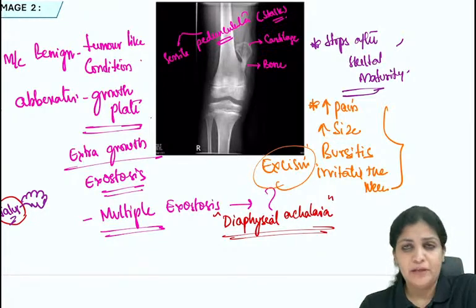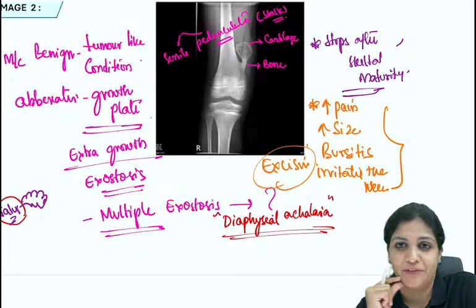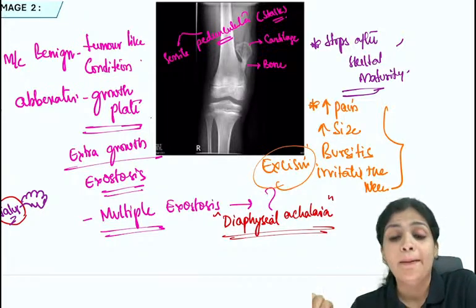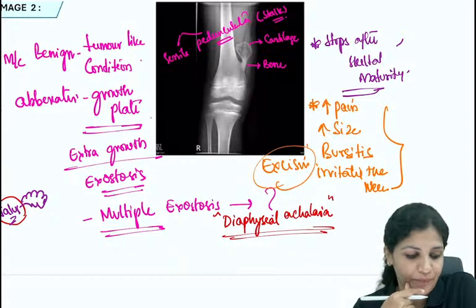You have to always keep checking for the size of the cartilage. If there is a sudden increase in the size of the cartilage, that means it is turning into malignancy. That is fibrosarcoma, which can occur here.